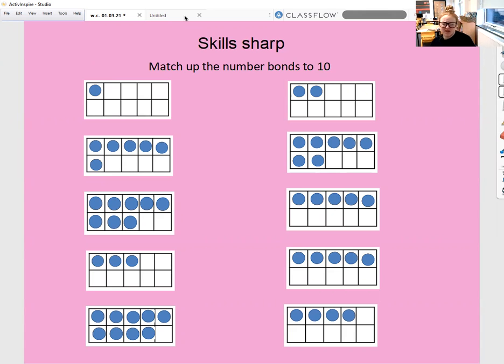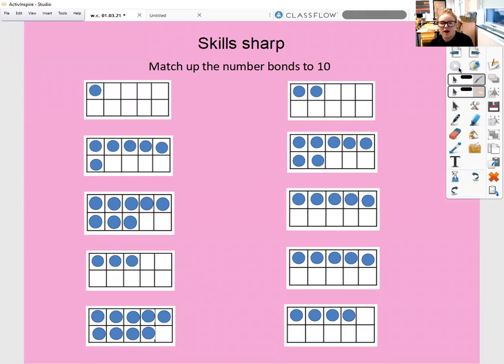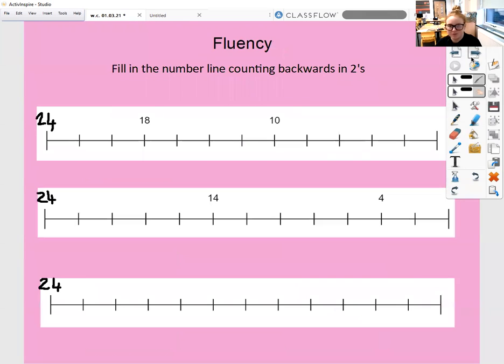We're looking at number bonds to 10. I would like you to match up the two images of counters on a tens frame that go together to make number bonds to 10. If you want to get this checked, you can send this in for us to have a look at. But the work I really want to see from you for this week is the video from Monday.